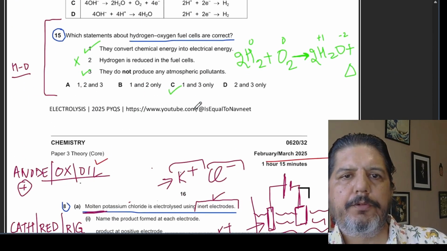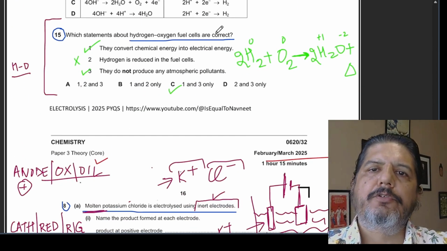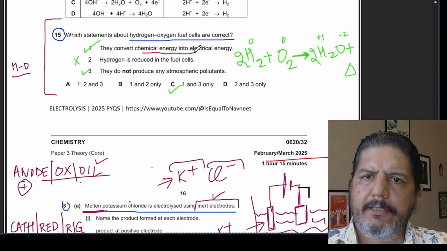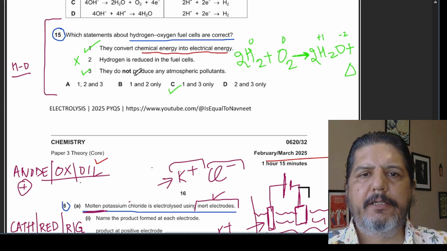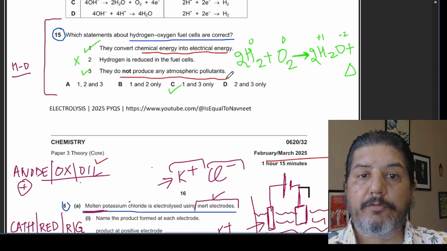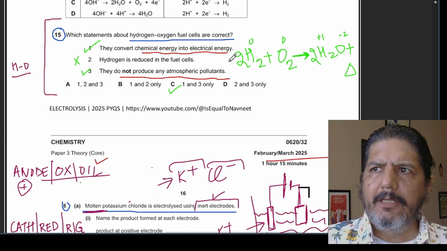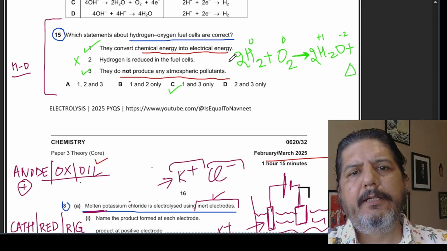Next question. Which statements about hydrogen oxygen fuel cells are correct? They convert chemical energy into electrical energy. Of course, chemical into electrical energy. They do not produce any atmospheric pollutants. Yes, it is correct, because the only thing that we get is water and energy.